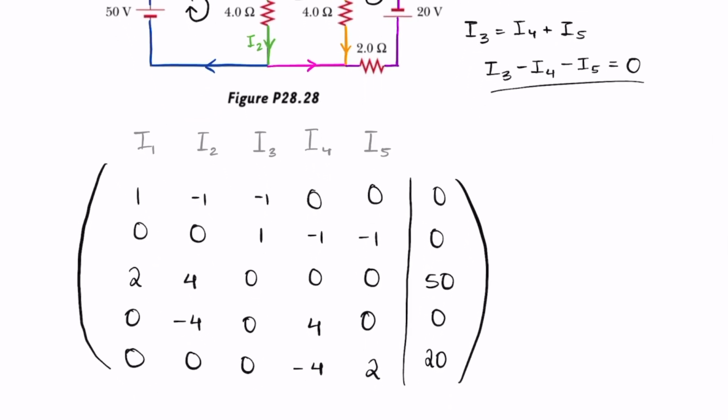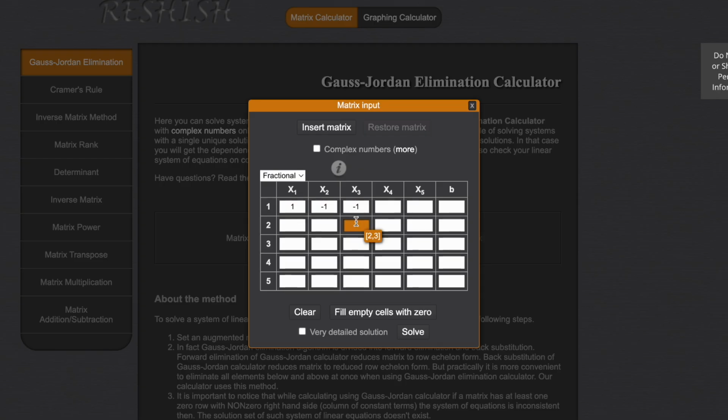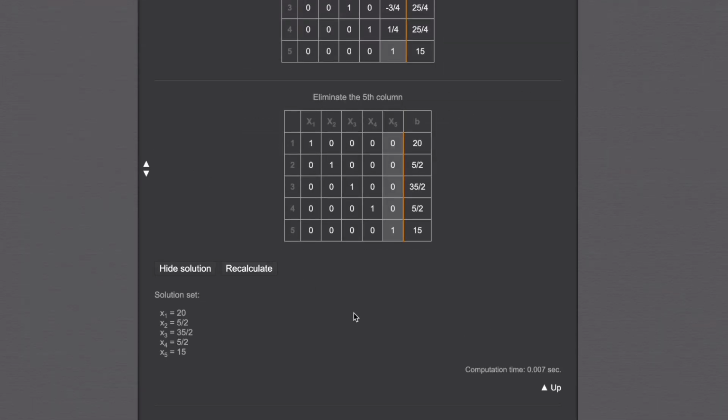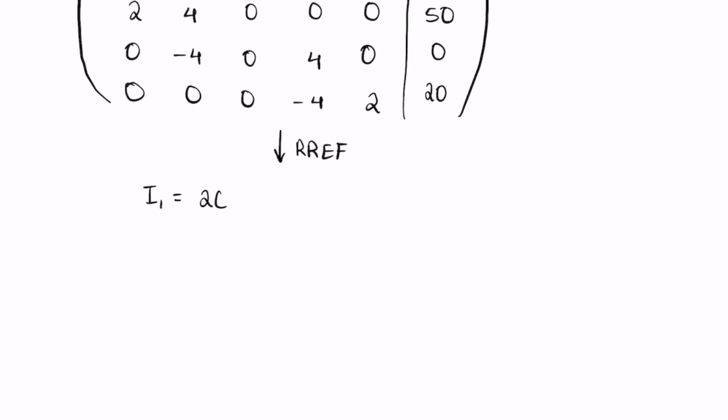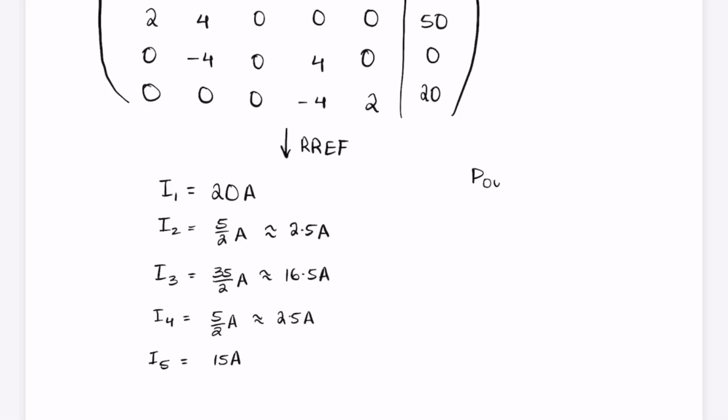Now that we have our huge 5x6 augmented matrix, we can use a row reduction calculator online and enter all our values and then solve, and here are all our answers. Now we can write those out. So current 1 equals 20 amps, current 2 equals 5/2 amps or 2.5 amps, current 3 equals 35/2 amps or 17.5 amps, current 4 also equals 5/2 or 2.5 amps, and current 5 equals 15 amps.